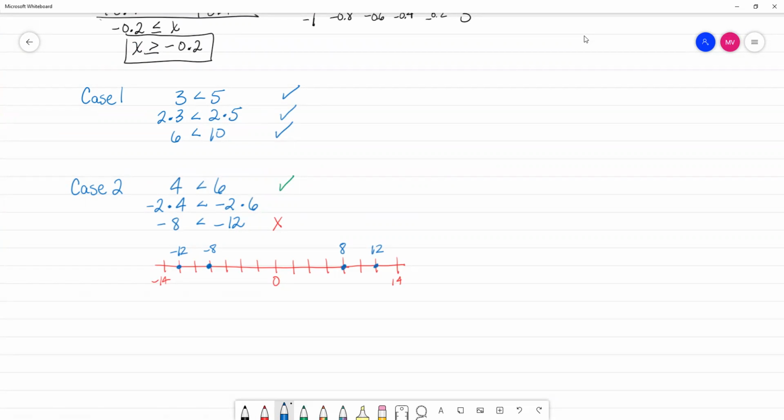Okay, so the principles that hold for multiplication will also hold for division. If both sides of an inequality are divided by the same positive number, you still have a true statement. If both sides are divided by the same negative number, your inequality symbol must be reversed to form a true statement. So let's see what this looks like.